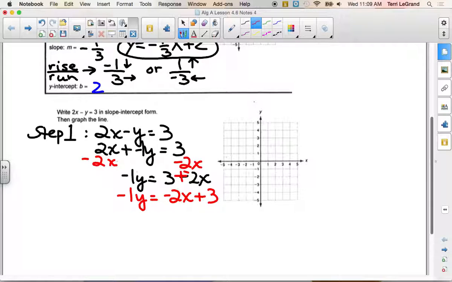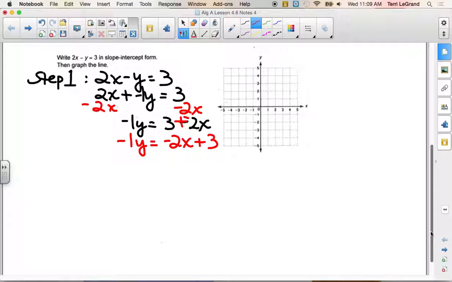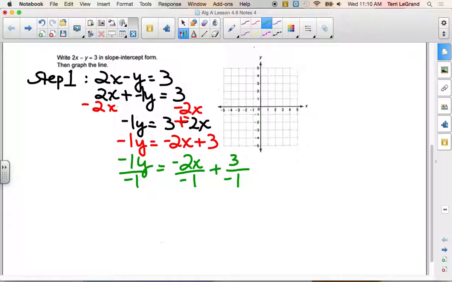What do we do next? Divide by negative 1. Well, we don't divide by negative 1y, just by negative 1, don't we? Yeah, we just divide by negative 1 is all. Negative 1y gets divided by negative 1. Negative 2x gets divided by negative 1. And so does that 3 get divided by negative 1. And we should have our equation the way we want it now.